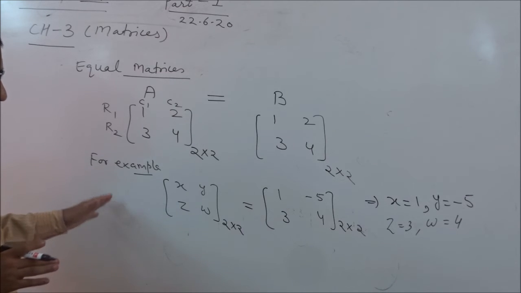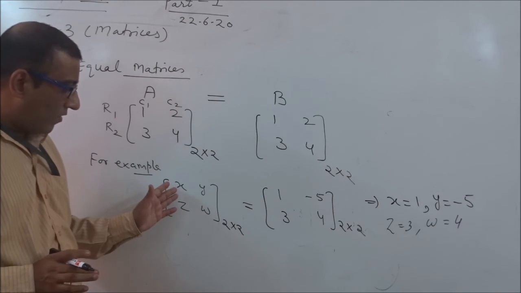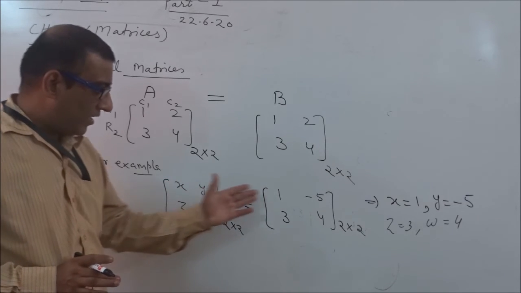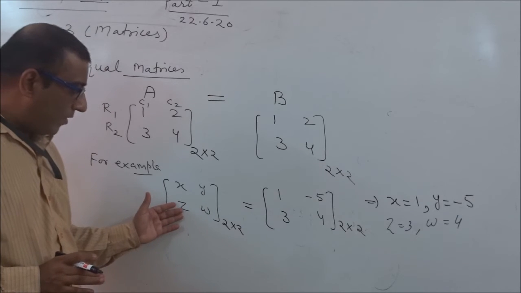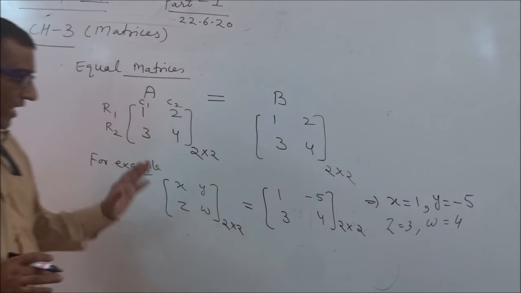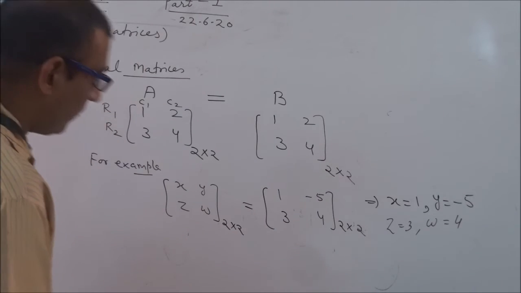As per this example, you will easily identify the values of different variables. x is equivalent to 1, y equivalent to -5, the corresponding element of z is 3, and the corresponding element of w is 4. So with the help of such an example, you will easily identify the values of different variables.